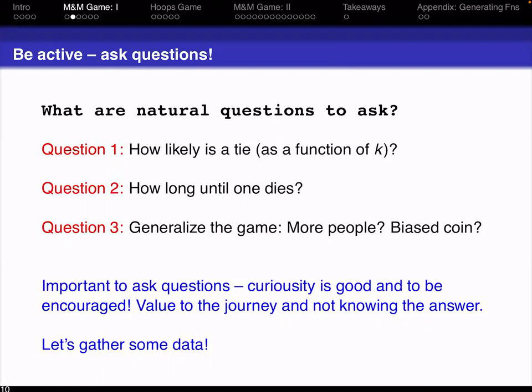How long until one dies? You could generalize, what if you have more people? What if you have a biased coin? What if your probability of a head is now only 20%? How does that change the probability of a tie?